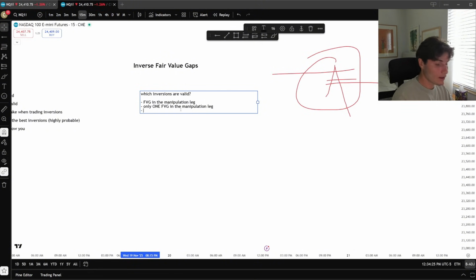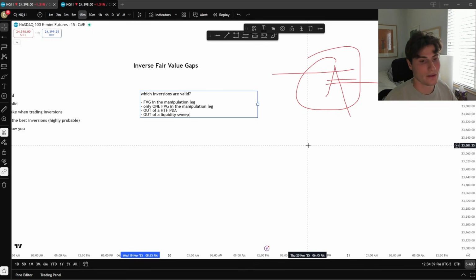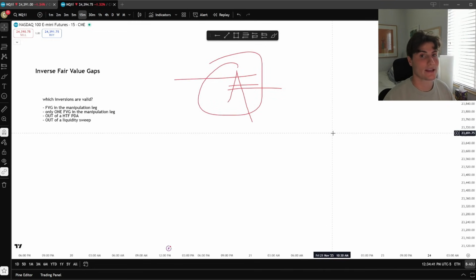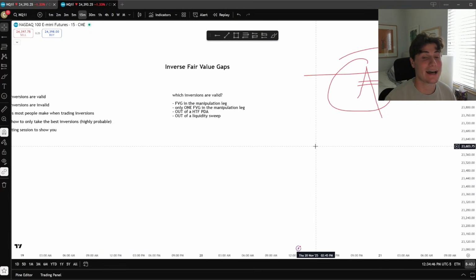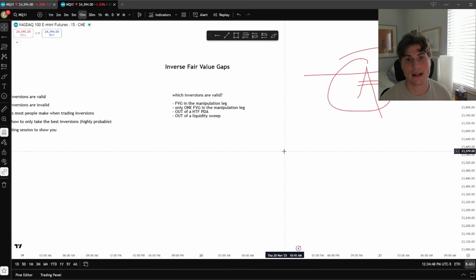Next, it must come out of a higher time frame PD array, or out of a liquidity sweep. I see a lot of people taking random 1 minute inversions for no apparent reason. That is not valid trading. These are not valid inversions. The whole point of using an inversion is so you can pinpoint the protected high or protected low, because that is where your stop loss goes.